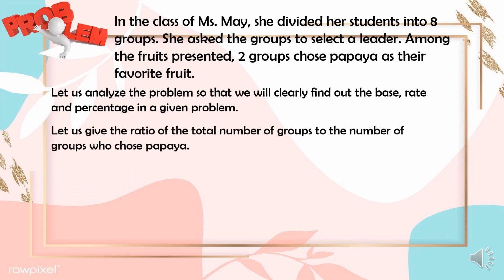Let us give the ratio of the total number of groups to the number of groups who choose papaya. And that is 8 is to 2. Let us write the given ratio into fraction. And that is 8 over 2.